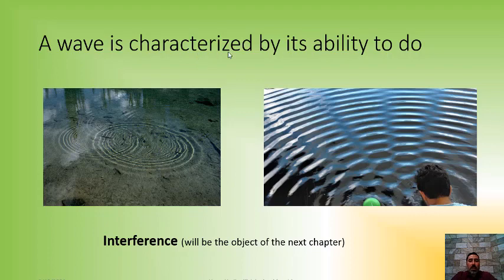A wave is characterized by its ability to do interference. The interference will be the object of the next chapter. This is the interference at the surface of water. Our next lesson should treat the interference of light.